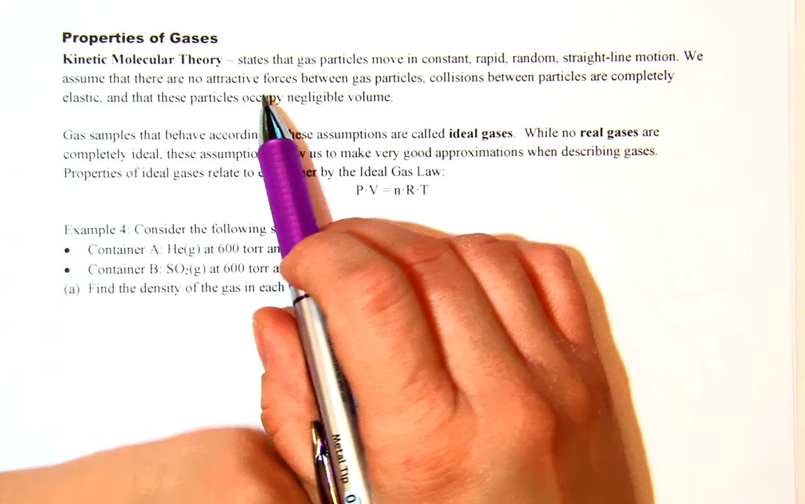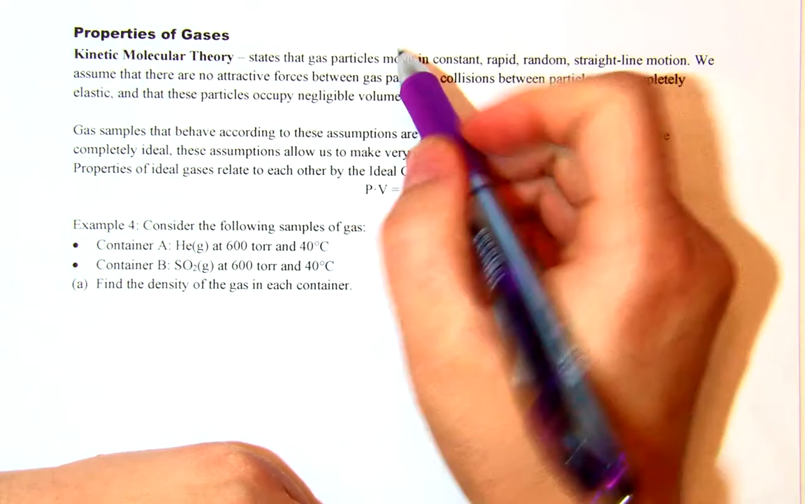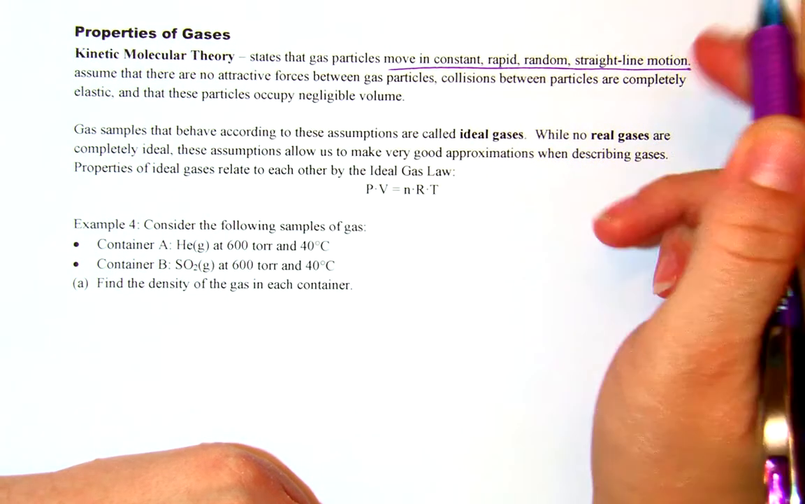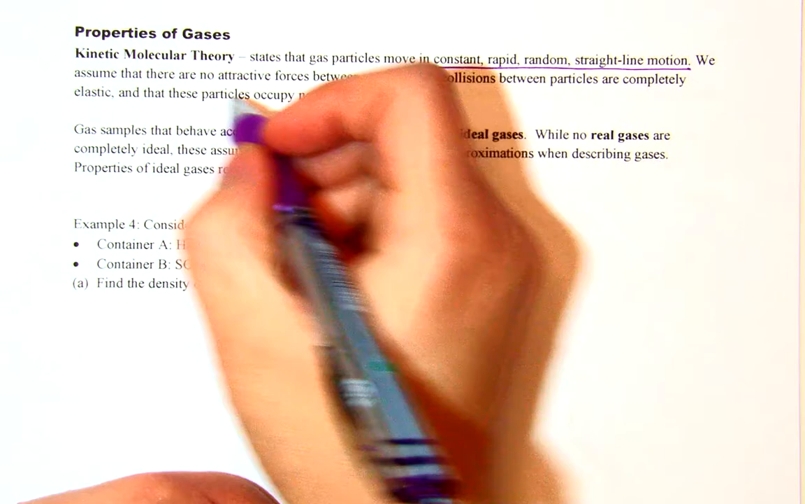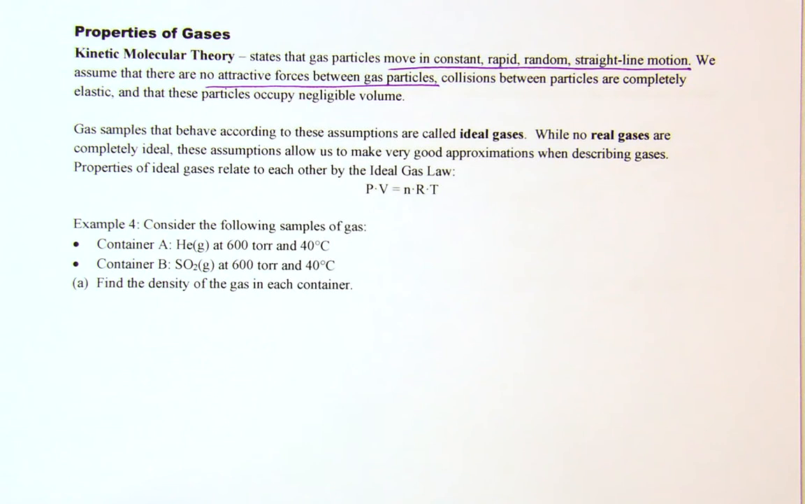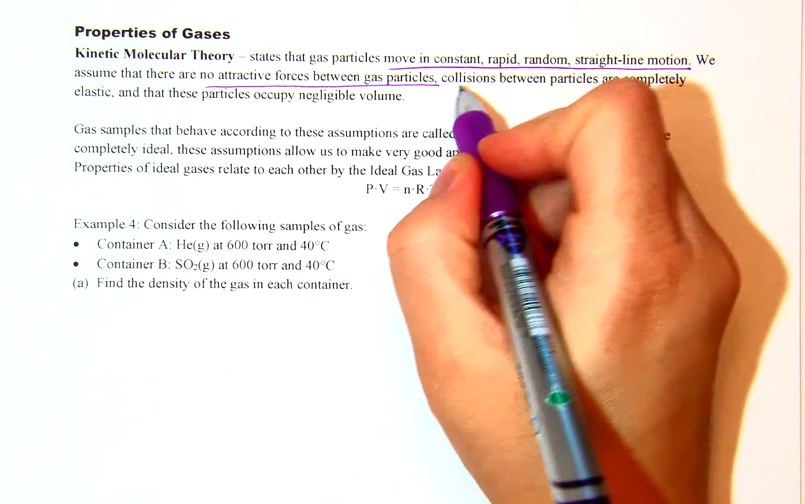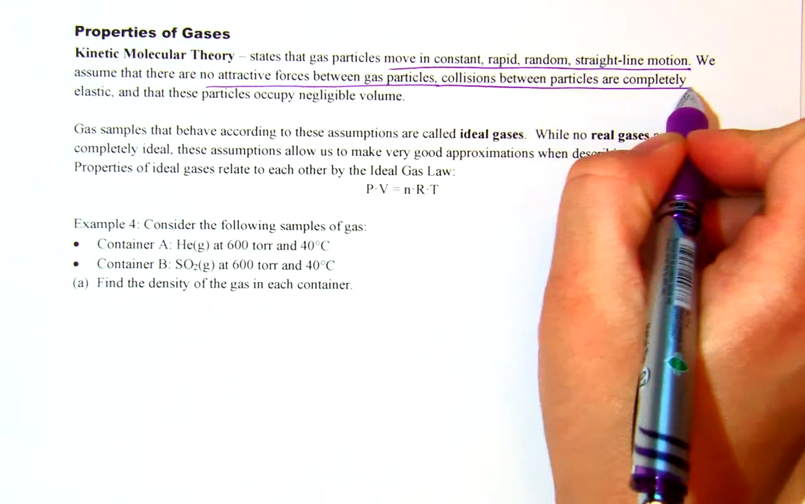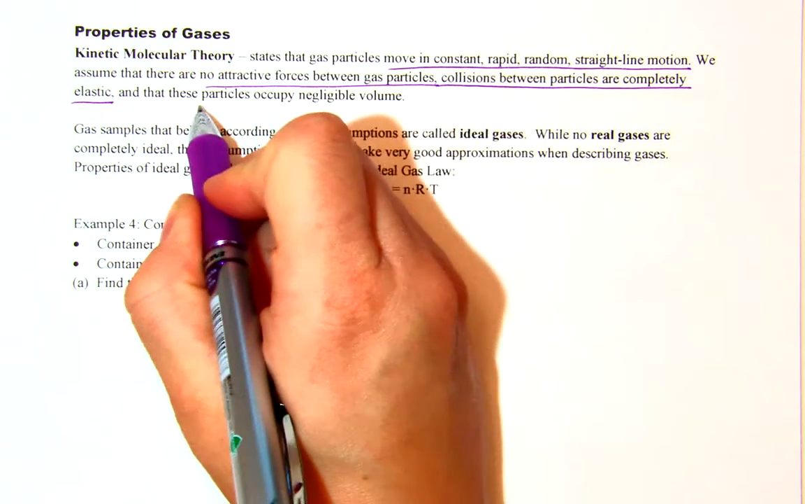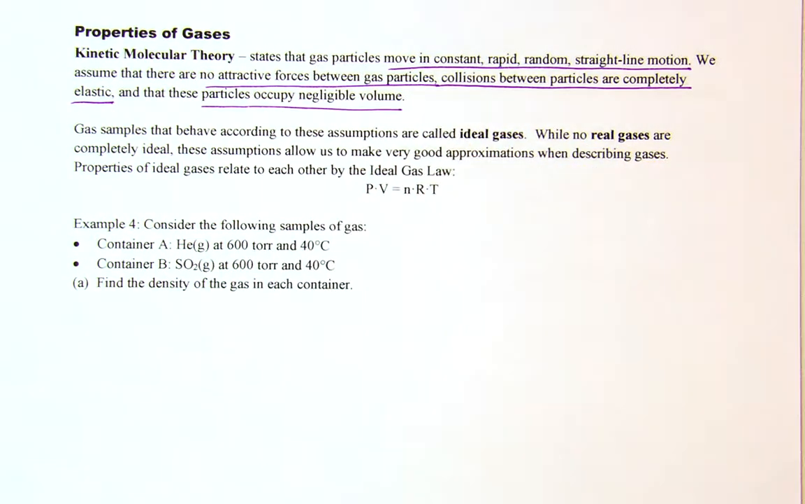So as review, this states that gas particles move in constant, rapid, random, straight line motion. We assume there are no attractive forces between gas particles, so not even LDFs. We're saying that collisions between the particles are completely elastic, so all the energy is transferred, and that these particles occupy negligible volume. So those are all of the assumptions of the kinetic molecular theory.